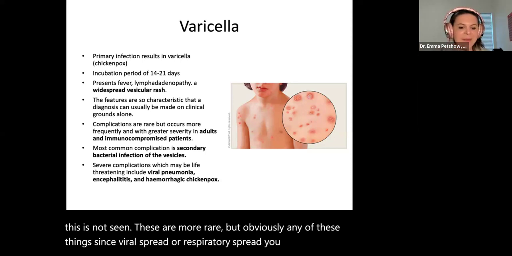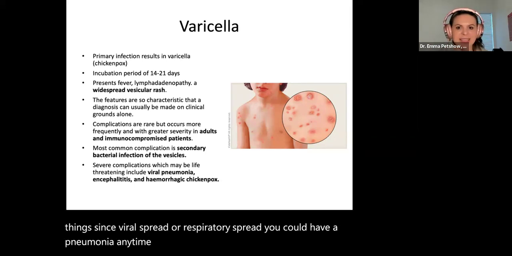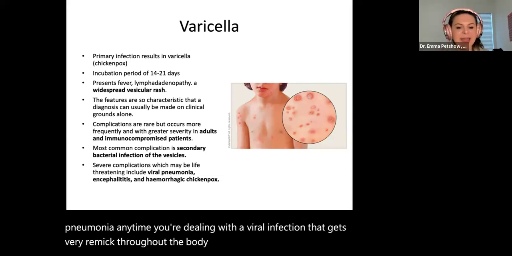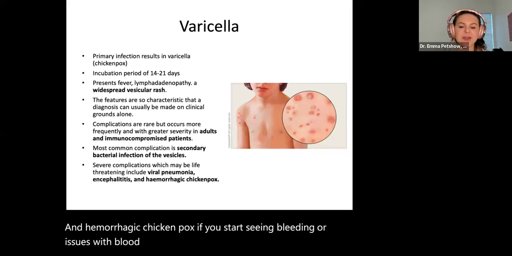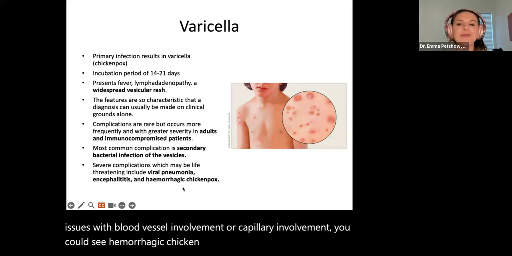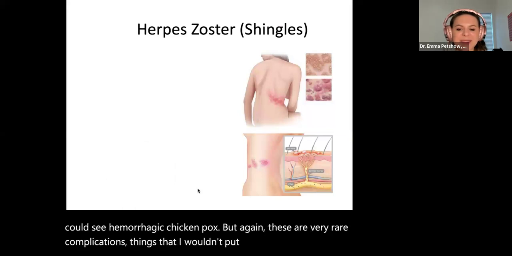a pneumonia. Anytime you're dealing with a viral infection that gets viremic throughout the body, you can see encephalitis and hemorrhagic chickenpox. If you started seeing bleeding or issues with blood vessel involvement or capillary involvement, you could see hemorrhagic chickenpox. But again, these are very rare complications, things that I wouldn't put into your brain.